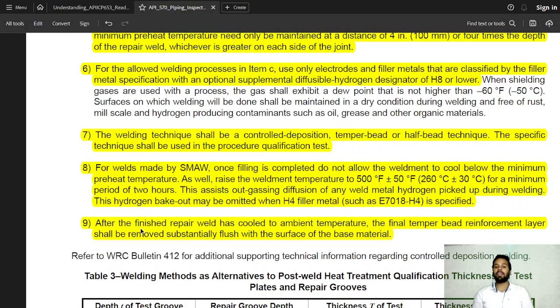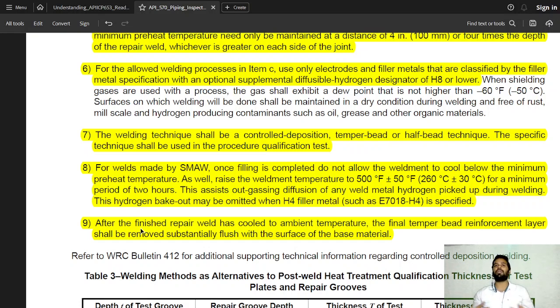For welds made by SMAW, once filling is completed, do not allow the weldment to cool below the minimum preheat temperature. As well, raise the weld temperature to 500 degrees Fahrenheit plus or minus 50 degrees Fahrenheit for a minimum period of 2 hours. This assists outgassing diffusion of any weld metal hydrogen picked up during the welding operation. This hydrogen bakeout may be omitted when H4 filler material is specified.